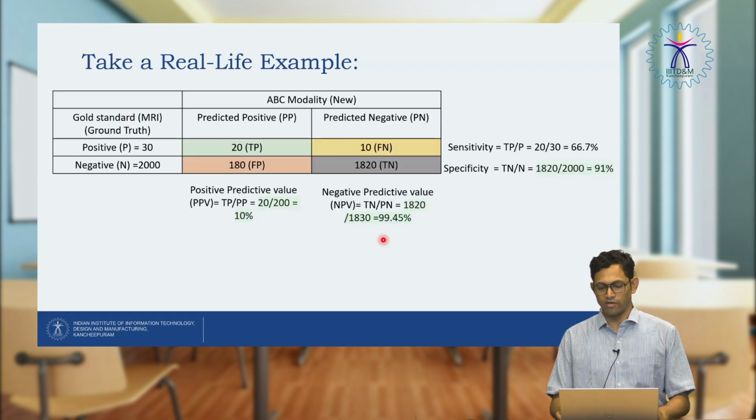Okay, so I will just go ahead and find it. You can see that the sensitivity is TP, that is 20, divided by the total number of patients found to be positive, that is 30, which comes out to be 66.7%. Similarly, specificity was defined as true negative divided by the total number of subjects found negative, that is 1820 divided by 2000, right, and that comes to be 91%.